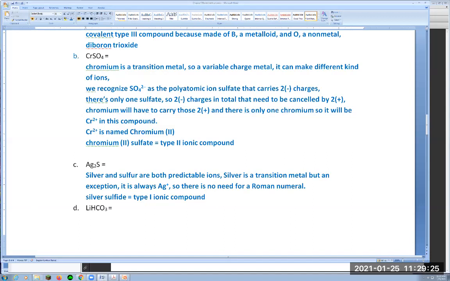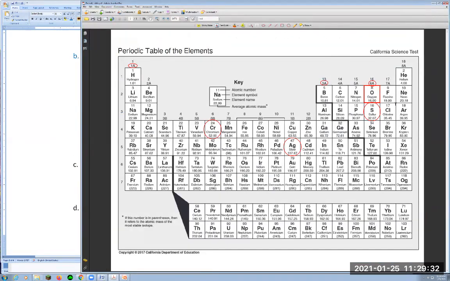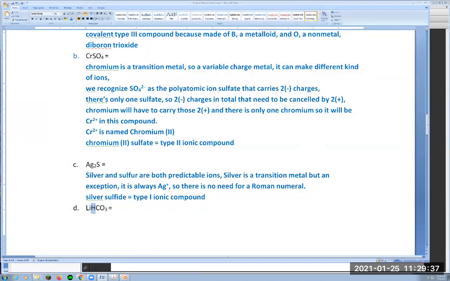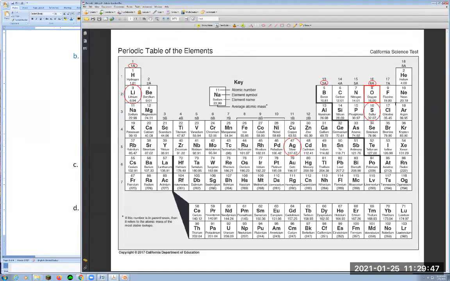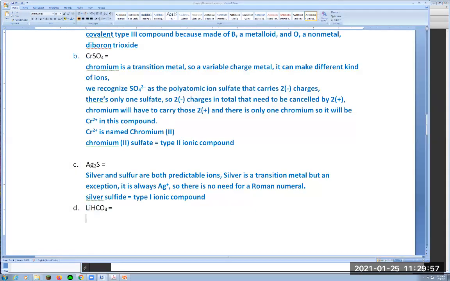Lithium, LiHCO3. So I told you already, this is lithium, right? We recognize lithium here. And then we have non-metals, hydrogen, carbon, oxygen, and this is actually a polyatomic ion. Lithium is in group 1A, so it's a predictable ion, Li plus 1. So we will not need a Roman numeral, and so that's a type 1 ionic compound. So lithium is Li plus.